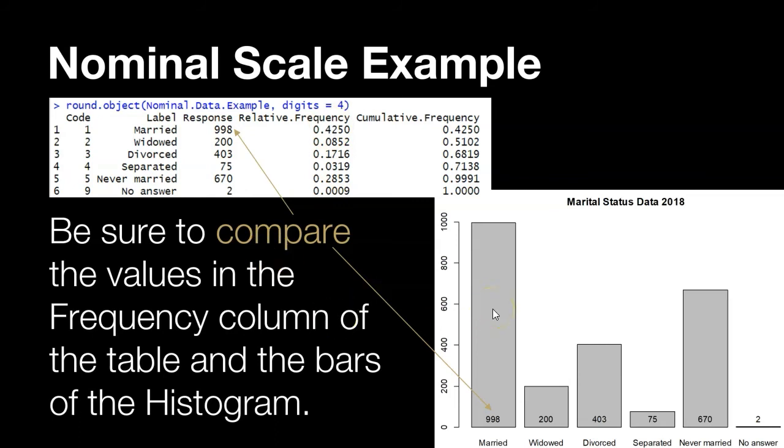Looking at the frequency histogram, I can see here that the most frequently occurring category is category number 1, or number 1 on the scale, which corresponds with those who indicated they were married. And then the second highest would be never married, third divorced, and so on.